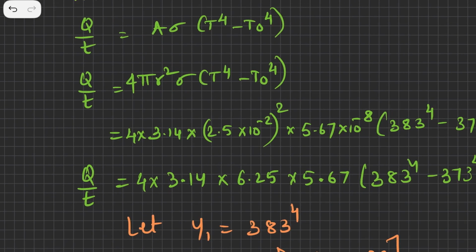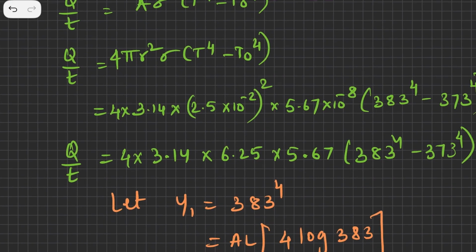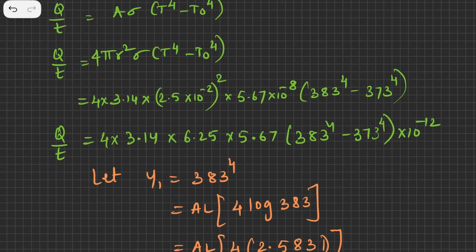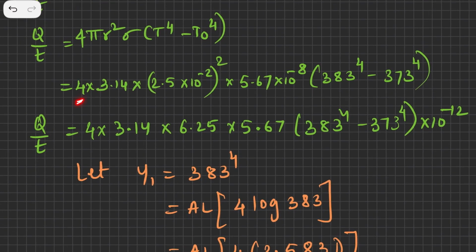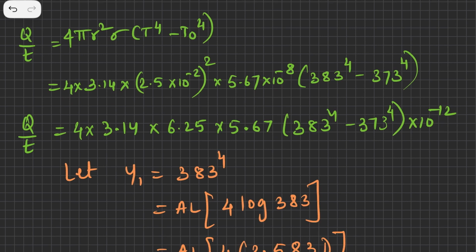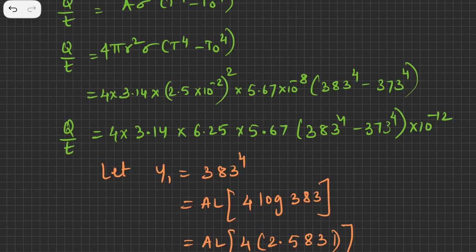So here we are, Q by T, and these are the values we are supposed to put. So let's put in the values. 4π is 3.14, r is 2.5 × 10 raised to minus 2, the whole squared. Sigma is 5.67 × 10 raised to minus 8. T1 raised to 4 is 383 raised to 4, and T0 raised to 4 is 373 raised to 4. So let us put in the values.